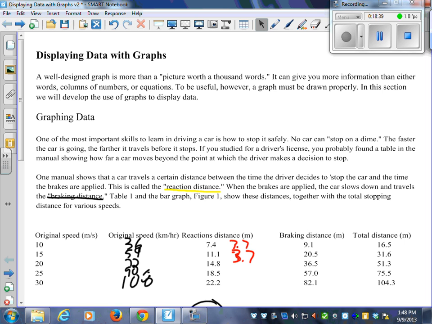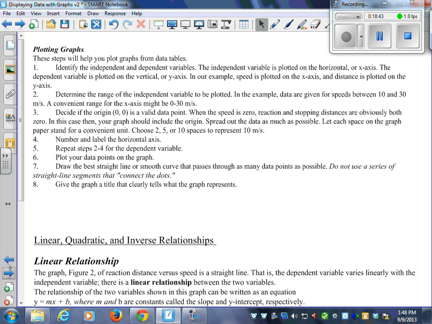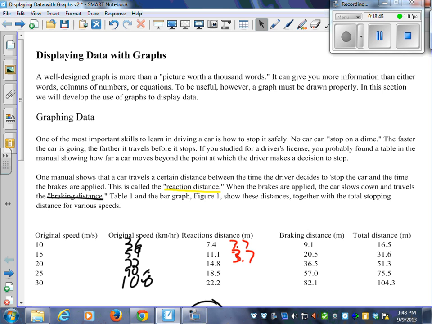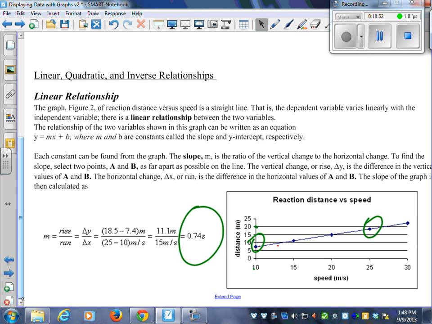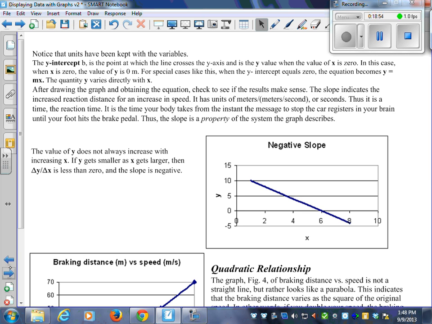No, I went the wrong way. What's going on? Next page. There we go.